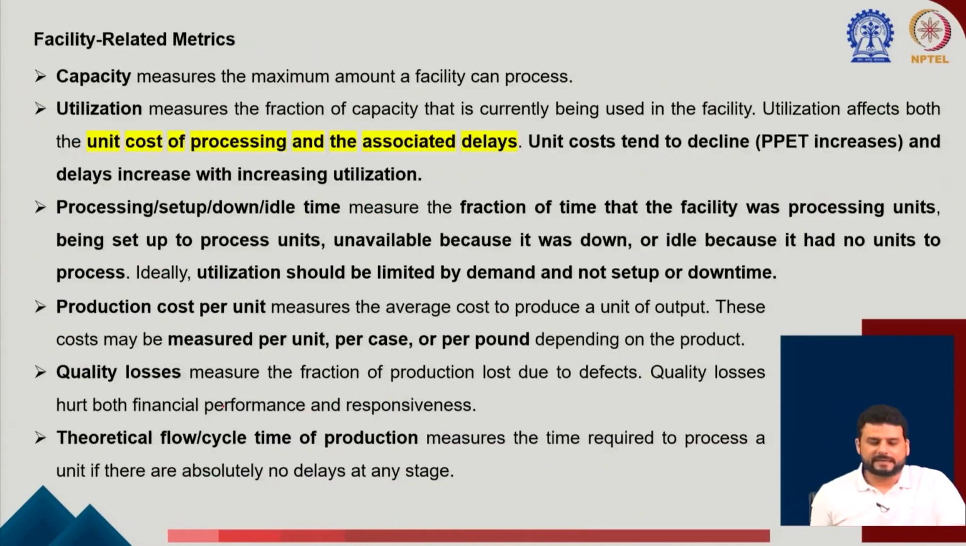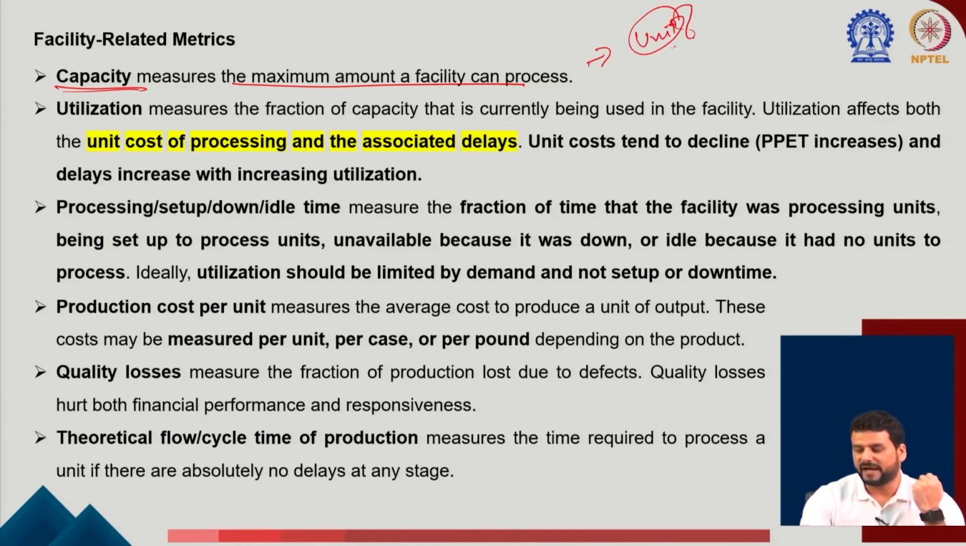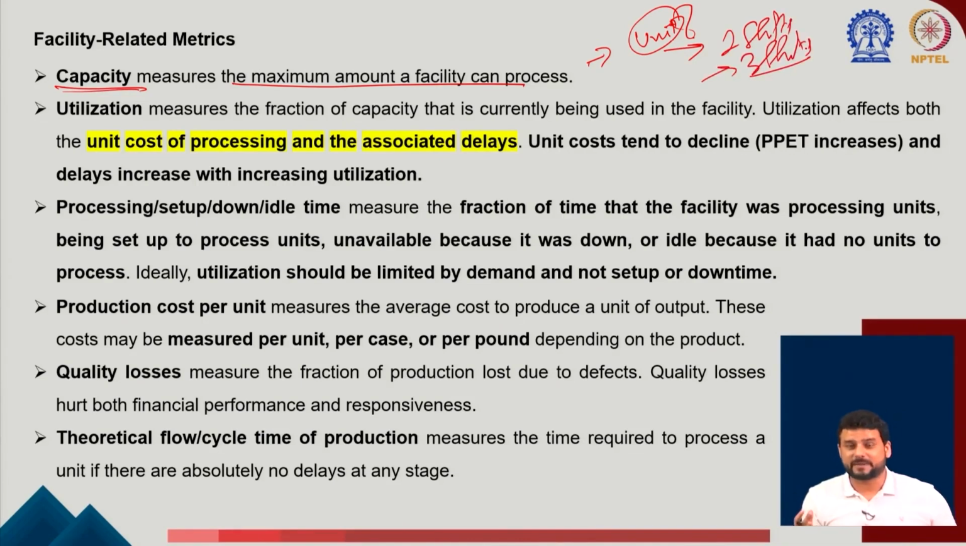What are the facility related metrics? The parameters we observe when evaluating whether a facility is doing well or not. First is capacity. What is the maximum capacity that facility can process? If I am talking about a manufacturing unit, how many units can it produce daily? If I run 2 shifts, how many units will I get? If 3 shifts, how many units? Can I go for expansion of the capacity? Those parameters we will consider.